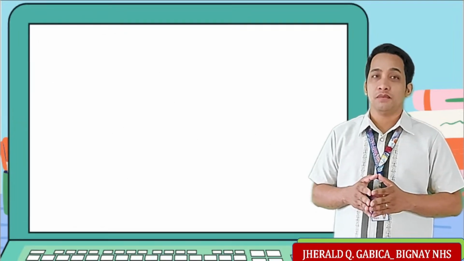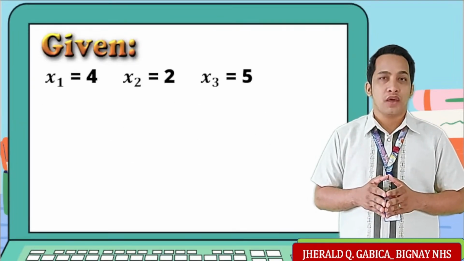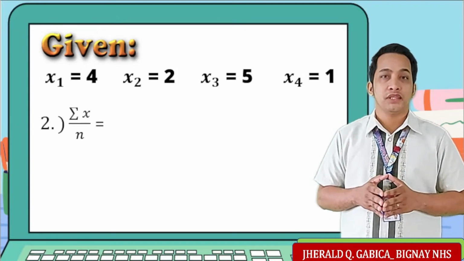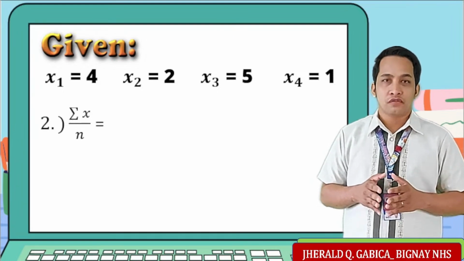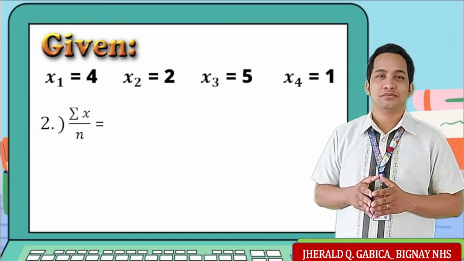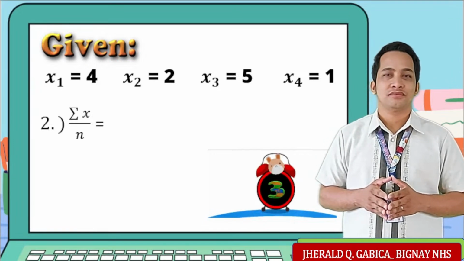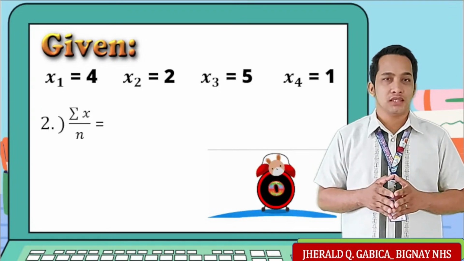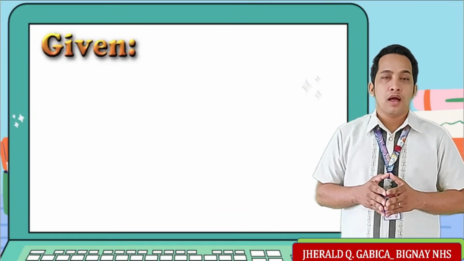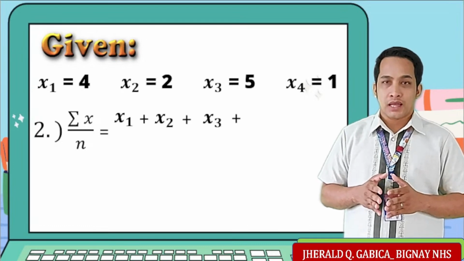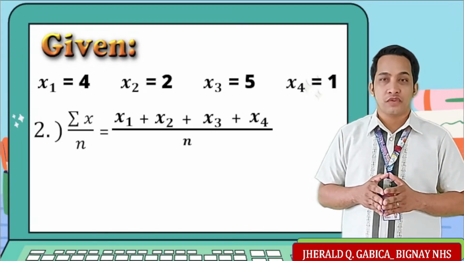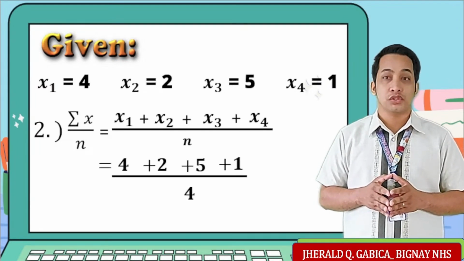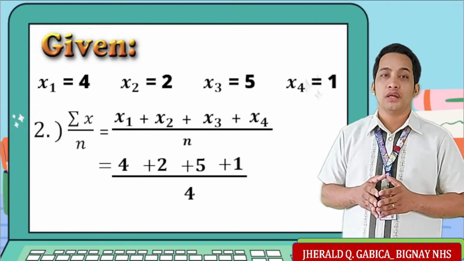Number 2, using the same given, find the summation of x over n. The summation of x over n is simply the average of x values. You have 5 seconds. Go. Time's up. The solution is x sub 1 plus x sub 2 plus x sub 3 plus x sub 4. That is 4 plus 2 plus 5 plus 1 is equal to 12. Divided by the number of item values, which is 4. So 12 divided by 4 is equal to 3.